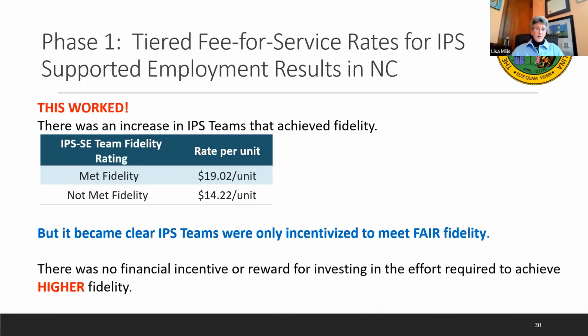This worked. What happened was IPS teams began to try to meet fidelity. What they discovered, though, is, of course, they would get to fair fidelity, the lowest level of fidelity, and because that was considered met fidelity, they would stop there. They didn't necessarily have an incentive to invest the additional resources and energy in trying to move from fair fidelity to good and to exemplary. So this wasn't a failure. This began the process of moving them in the right direction. And so the state recognized that it was time to make another adjustment. So next slide.